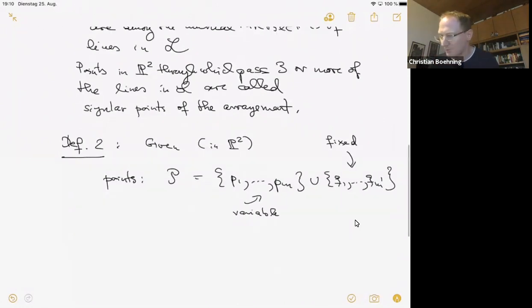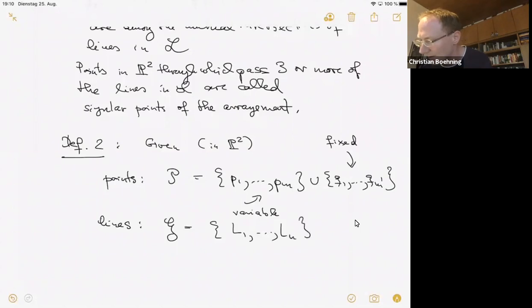Now, their homogeneous coordinates take on a fixed set of numerical values, whereas I imagine these P1 up to Pm can vary. You'll see in a second what I mean by this. I'm also given lines. Again, I'm given some variable lines, L1 up to Ln, and then some further fixed lines, M1 up to Mn prime. So these are variable, and the remaining ones fixed.